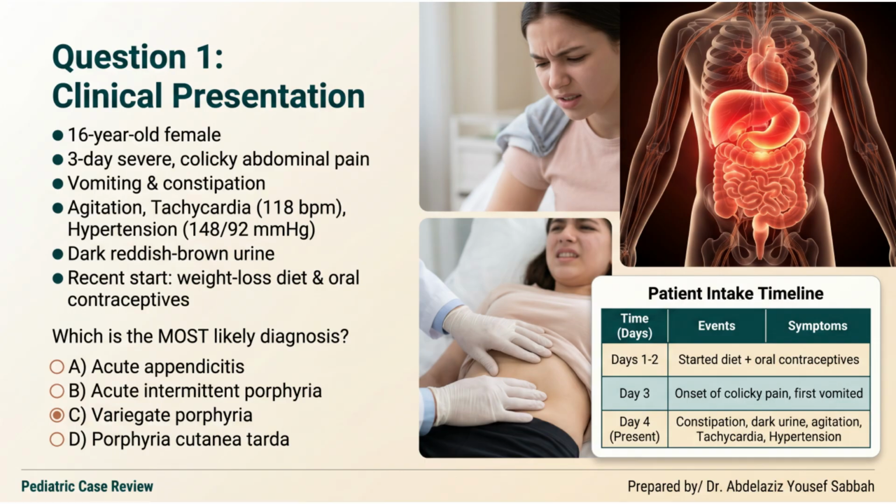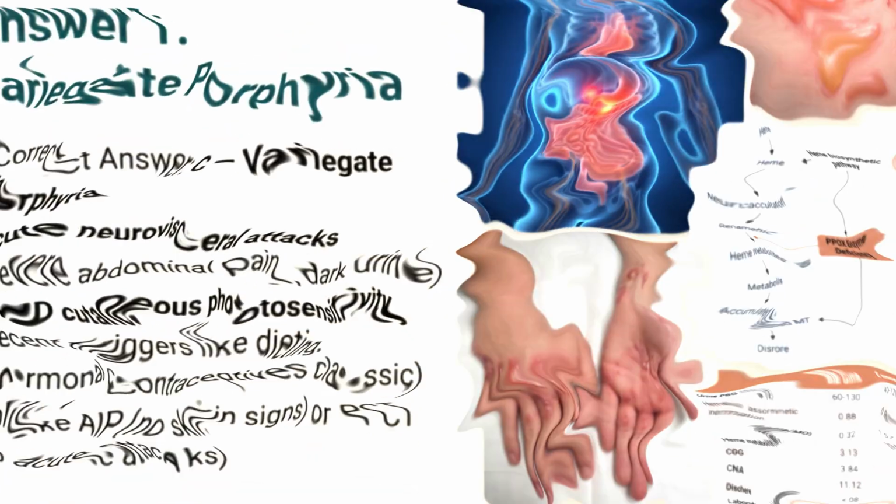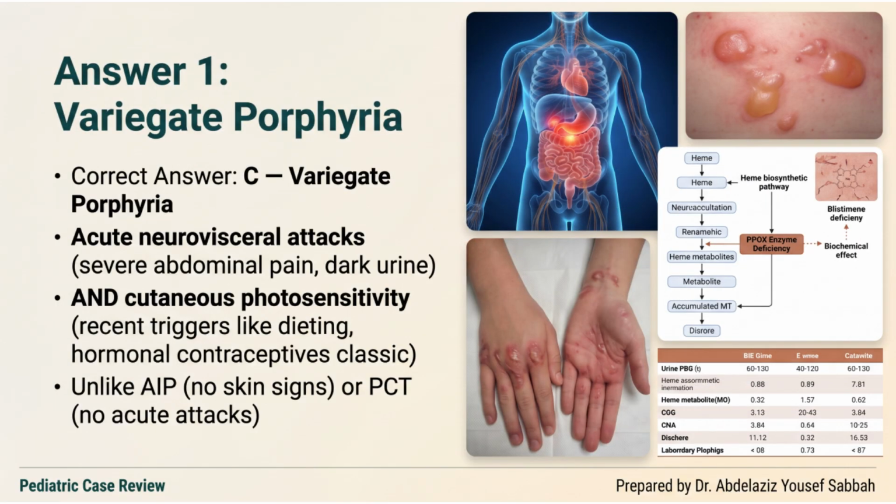Option A, acute appendicitis. Option B, acute intermittent porphyria. Option C, variegate porphyria. Option D, porphyria cutanea tarda. Consider the combination of an acute neurovisceral attack with classic triggers and think about which porphyria fits best. The correct answer is option C, variegate porphyria.